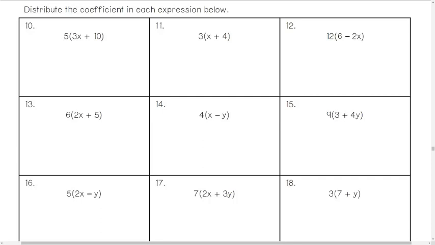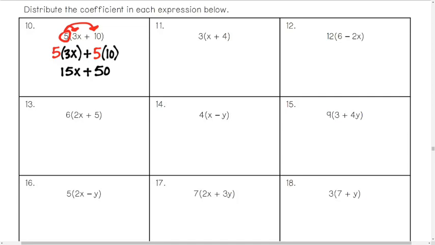So I have here a 5 on the outside, and in the parentheses 3x plus 10. I'm going to circle that 5, and if there was a sign in front of it, I would circle it as well. Once I have it circled, I draw my two arrows. Now I write out 5 times my first term plus 5 times my second term. I have 5 times 3x, which is 15x, and 5 times 10, which is 50.